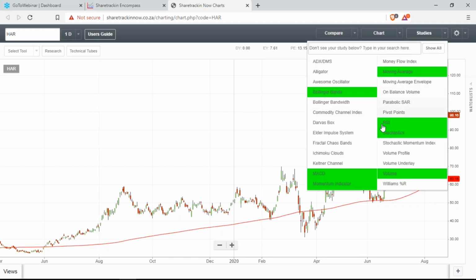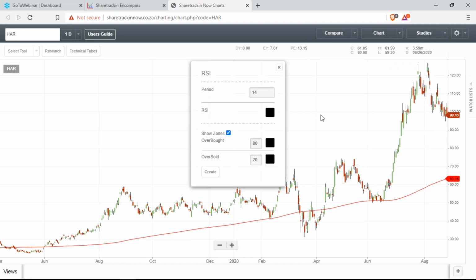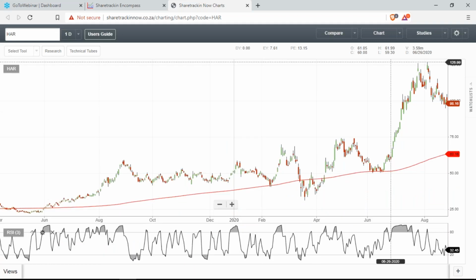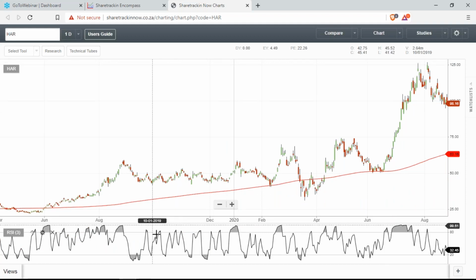Next of all, I would insert an RSI. So for that, I go to Studies, RSI, and I would change my period to 3 days. And I would say Create. So my RSI is a relative strength index. In short, our RSI would create buying and selling signals for us. So our RSI would indicate whether we are going to buy or whether we are going to sell.